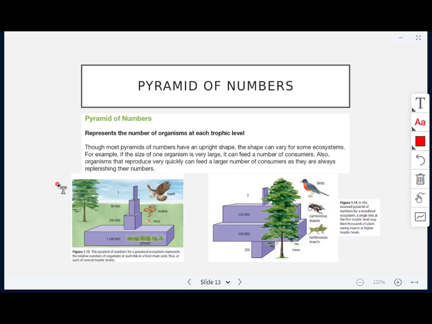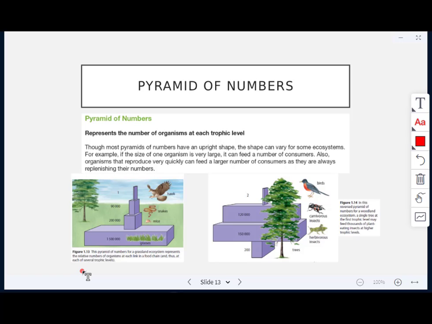So let's take a look at our first type of pyramid, a pyramid of numbers. It represents the number of organisms at each trophic level. That's why it's called a pyramid of numbers. Here in this first diagram, it's a grassland ecosystem showing the relative numbers of organisms at each link in a food chain, and therefore at each of the several trophic levels. So you've got the grasses, mice, snakes, and then we have the hawk at the top.